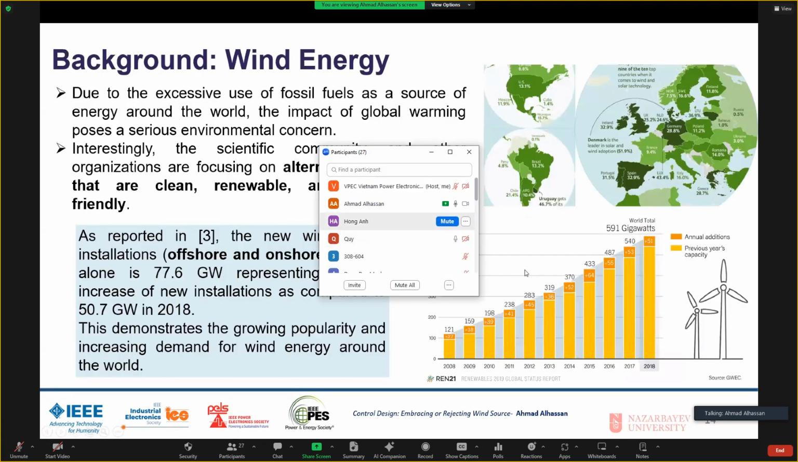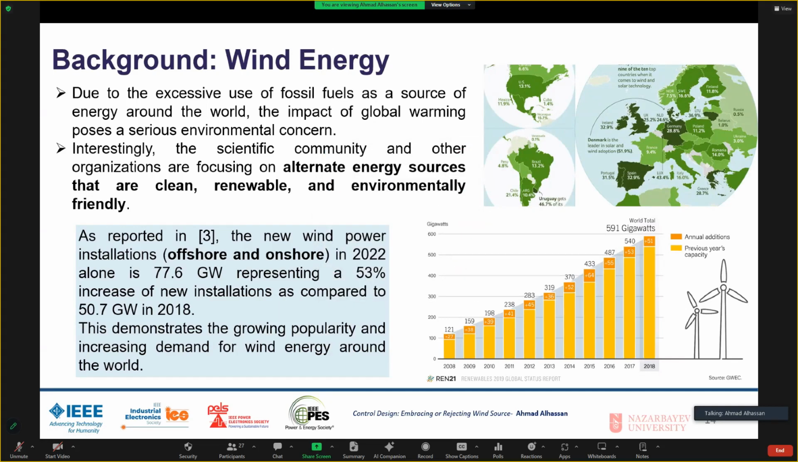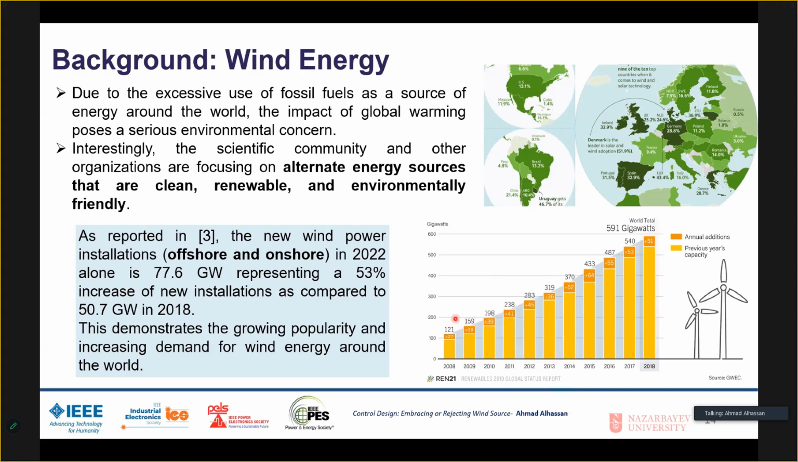The background for this wind energy is that wind farms have been increasing, and we have a lot of improvement. We can see there are a lot of things regarding how the trend is. From 2010 to 2018, we can see there's an exponential increase in the adoption of wind energy.